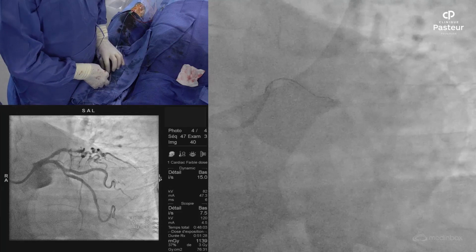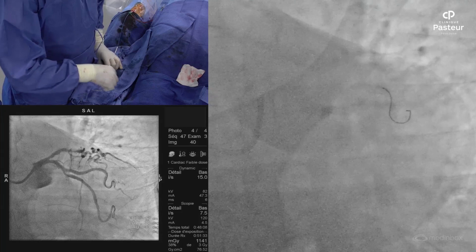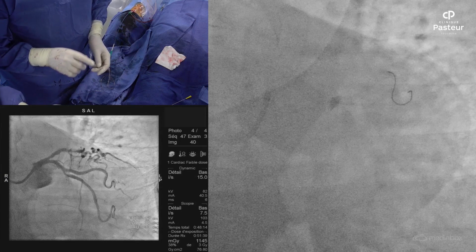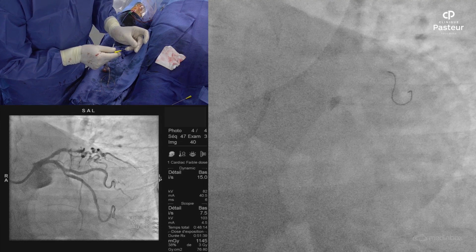It's okay here. It advances easily now. No, there is no problem here, but the problem would be to cross and to place the second wire inside, you know, and to avoid the dissection. That's the difficulty. It's quite easy when you have a straight segment in this kind of tortuosity.